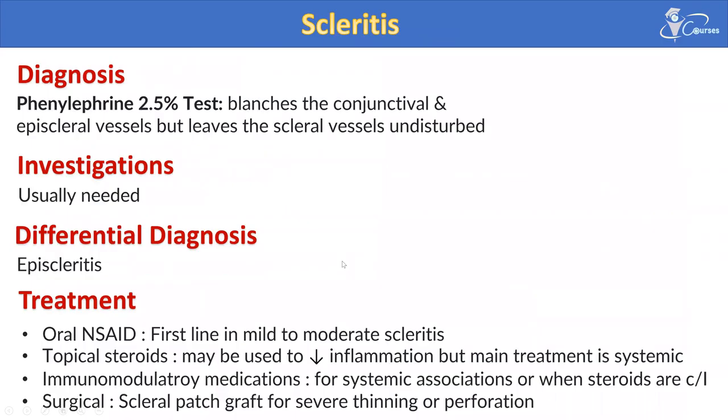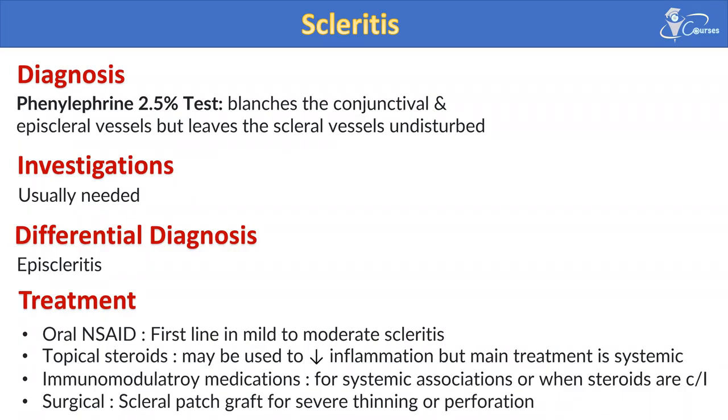So how would we diagnose? Again, how would we differentiate scleritis from episcleritis? It will be by the phenylephrine test, as we just mentioned. It will cause blanching of the conjunctival and episcleral vessels, but leave the scleral vessels undisturbed. So this will be a differentiating feature.